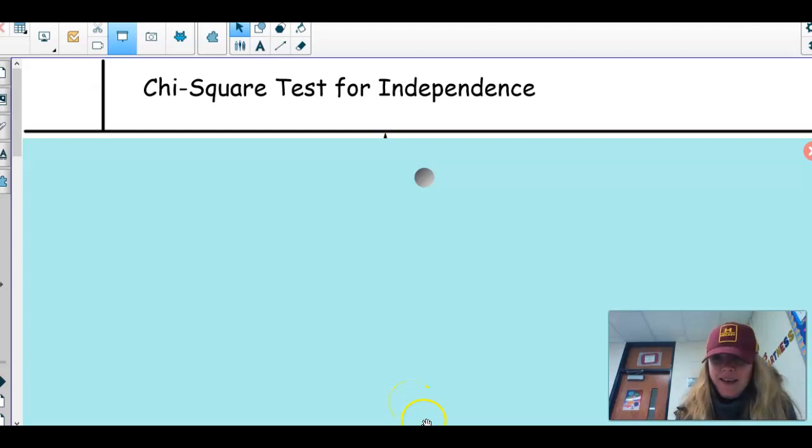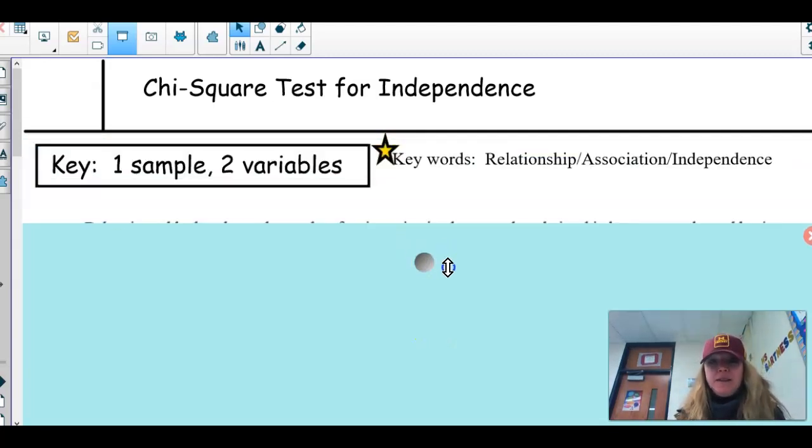Hi guys, I'm back. Another chi-square test for you, our final chi-square test. Today we're going to talk about the chi-square test for independence.